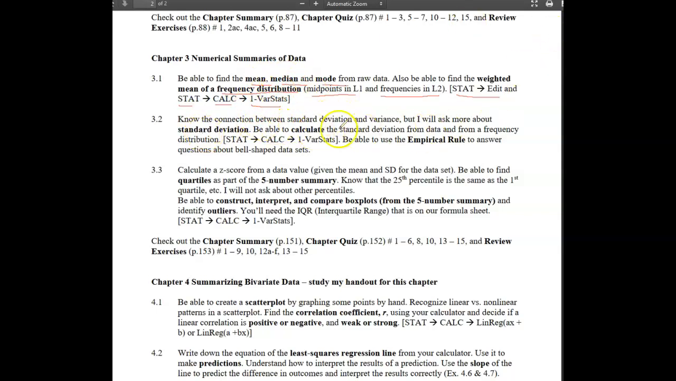And then in 3.2, we introduced the idea of standard deviation. I don't particularly ask about variance, but know the connection there, and I will ask more about standard deviation. And it's that same place, all right? You do need to be able to pay attention to whether you have a sample, which is labeled S in the calculator, versus a population standard deviation, which I can't make the symbol here, but that was the little sigma symbol.